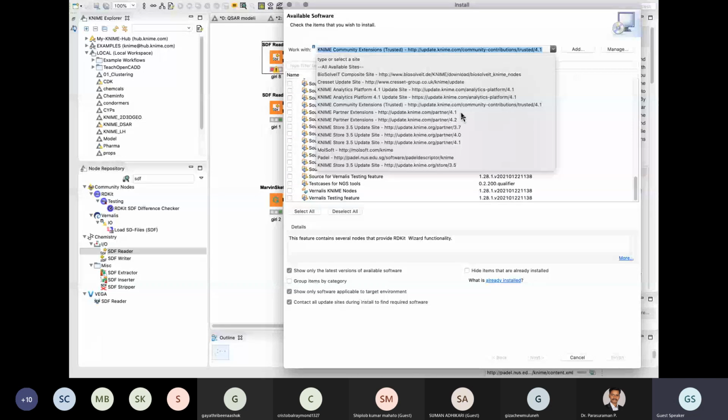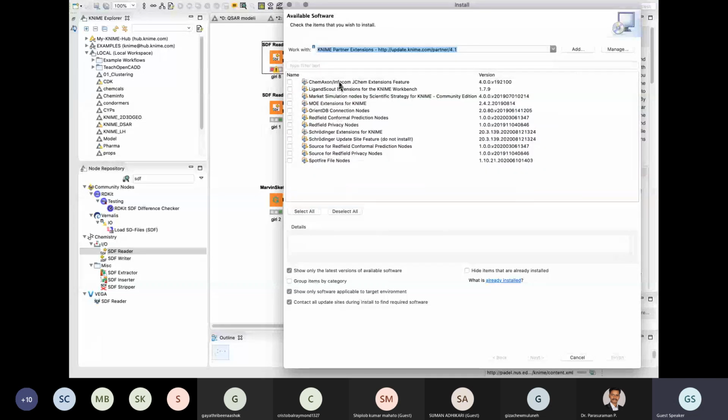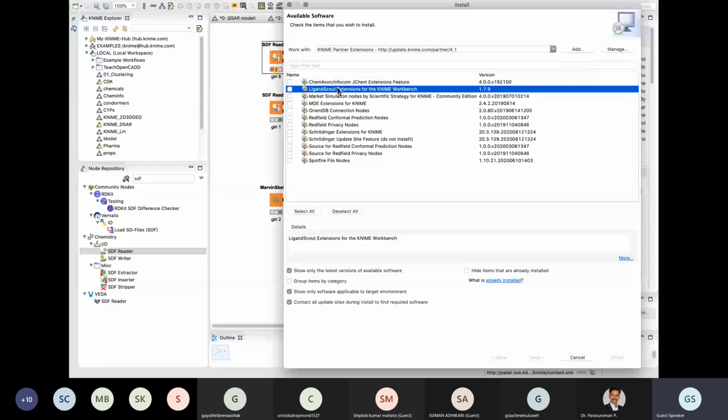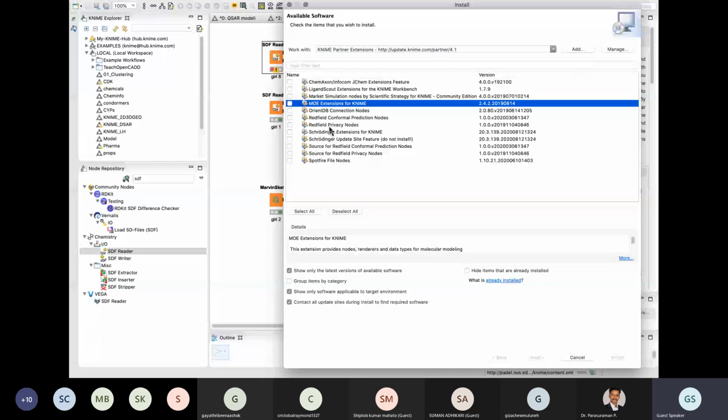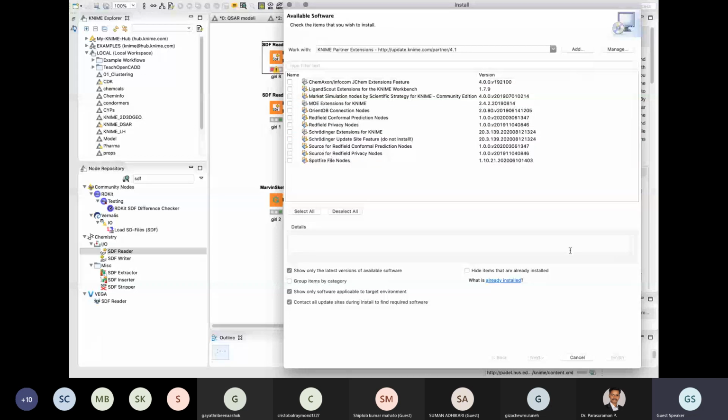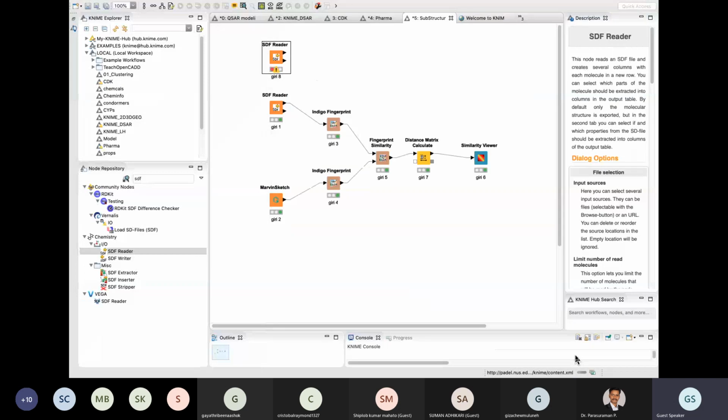Yes, so most of them are paid. ChemAxon, only few of them are free. LigandScout paid, MOE paid, Schrodinger paid. Yes, so these are all paid. You just click and click next, it will get in. So all the paid ones also you can install, but it will not work unless you give the license.